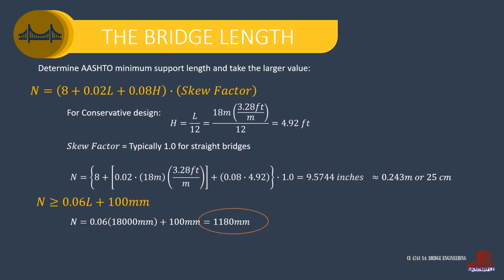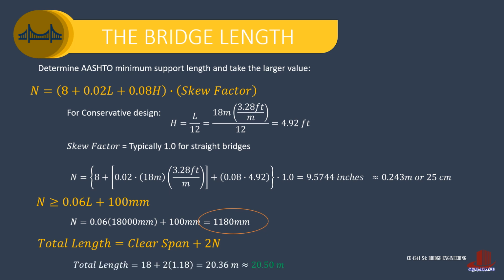This is obviously greater than the first figure, so we adopt this and compute for the total bridge length as the clear span plus twice of the end allowances. That turns into 18 plus twice of 1.18, giving 20.36, rounded to 20.5 meters.